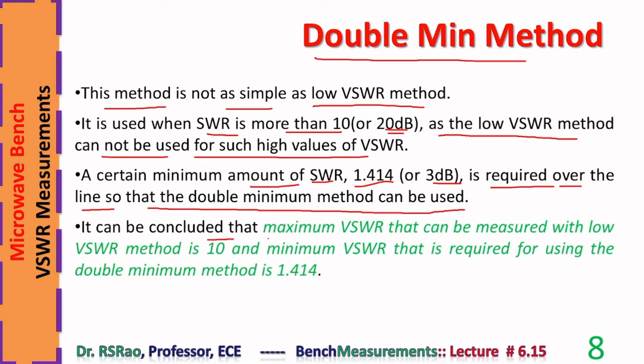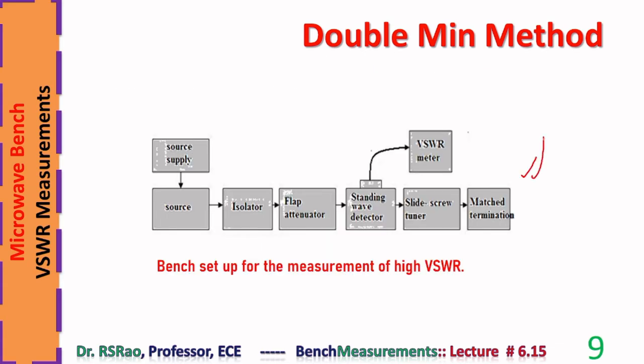It can be concluded that the maximum VSWR that can be measured with the low VSWR method is 10, and the minimum VSWR required for using the double minimum method is 1.414. This is the bench setup used for the double minimum method.